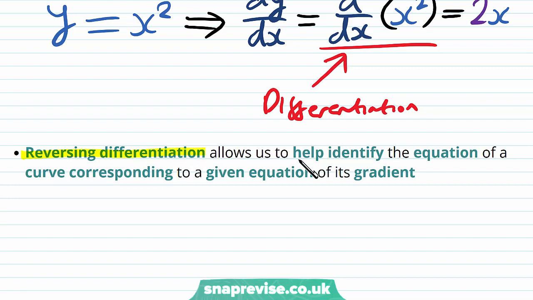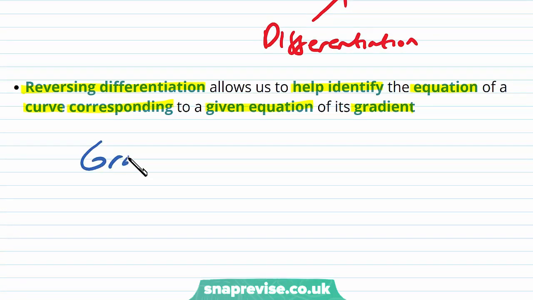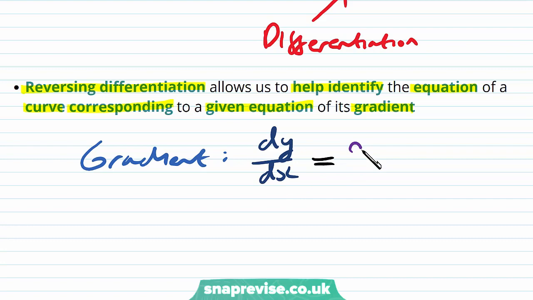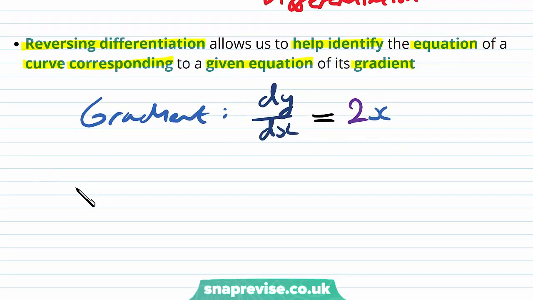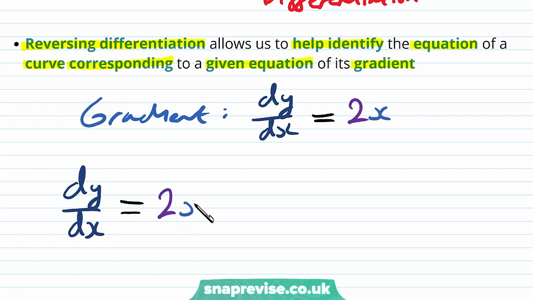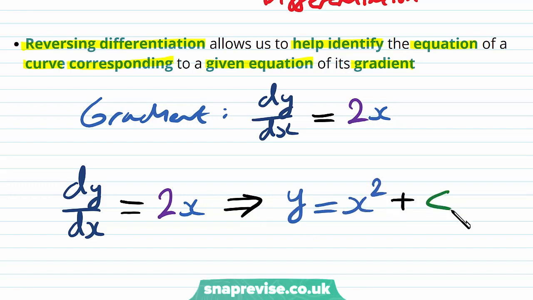Reversing differentiation allows us to help identify the equation of a curve corresponding to a given equation of its gradient. Suppose that we're given the gradient of a curve, and we have that dy by dx, the gradient, is equal to 2x. Now the equation dy by dx is equal to 2x produces as its possible outputs for y is equal to x squared, and then we have this plus c.